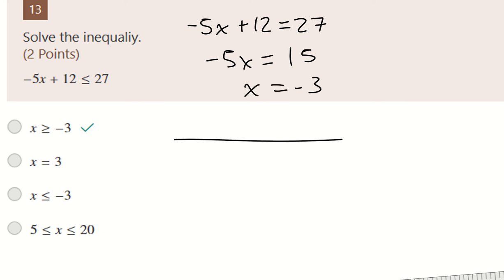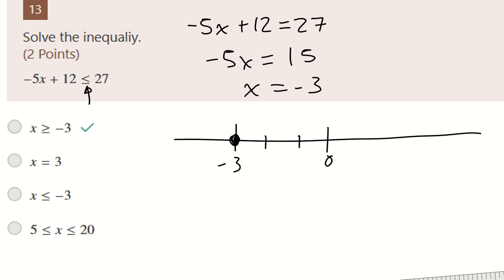So here's my boundary. There's 0, and then negative 1, negative 2, and negative 3. Perfect. So which way do I go? Do I shade to the left or do I shade to the right? Well, I can see that this was less than or equal to, so I know that the boundary is solid, right?